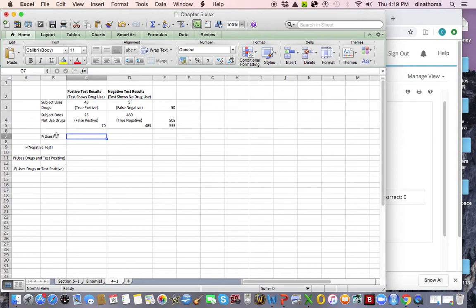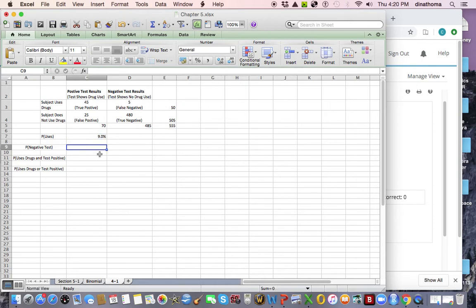So to find the probability someone uses drugs, I am worried about this row, where you can see success is 50. So that cell divided by our total, which is 555. And then if I want to turn it into a percent, I click the percent key, and then we typically want to go one decimal place. So this is exactly 9%.